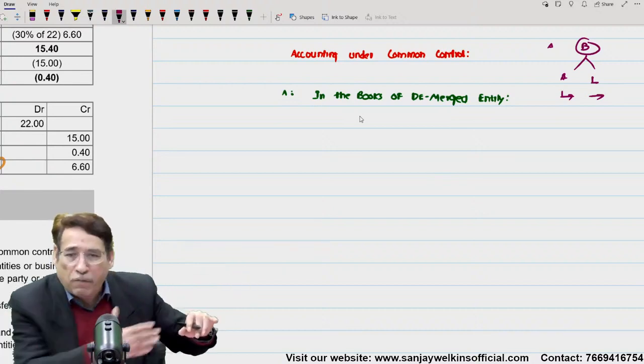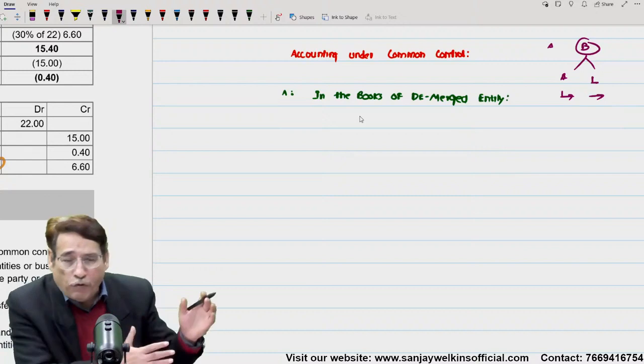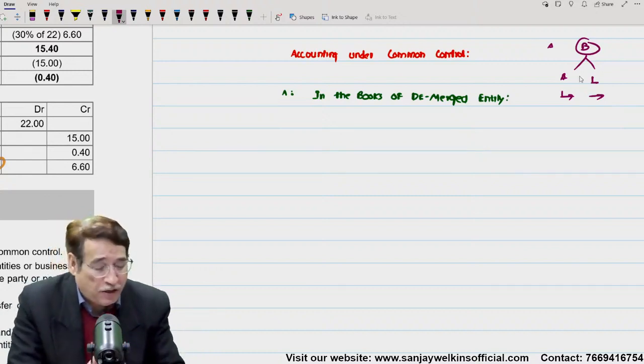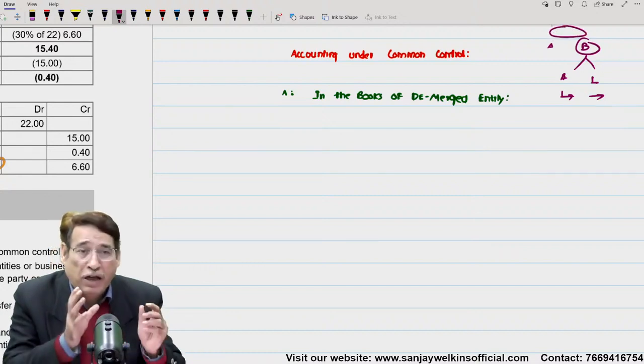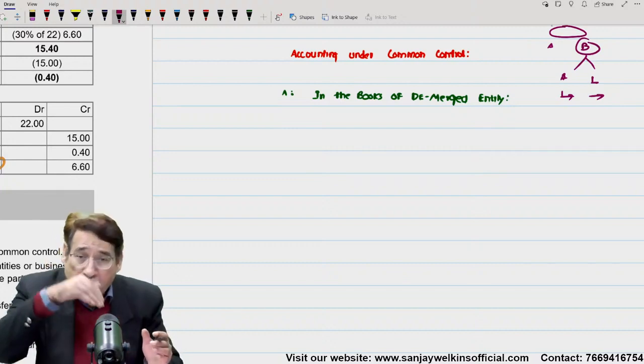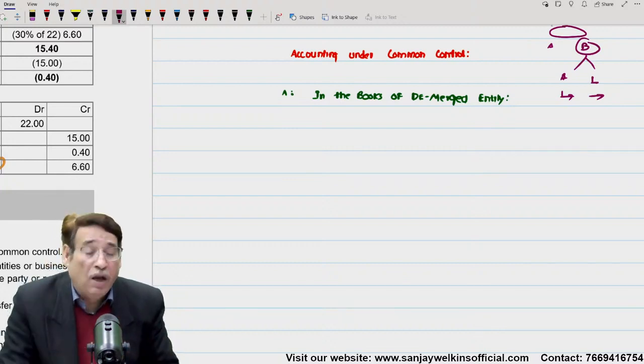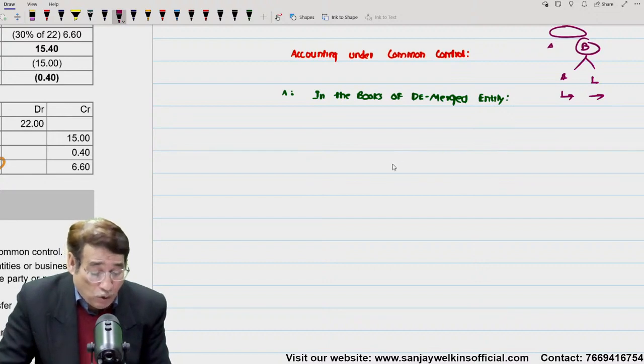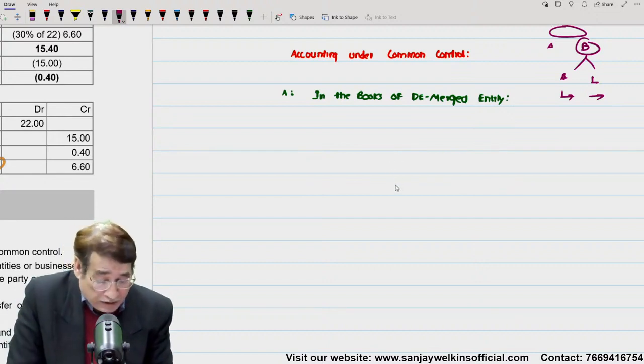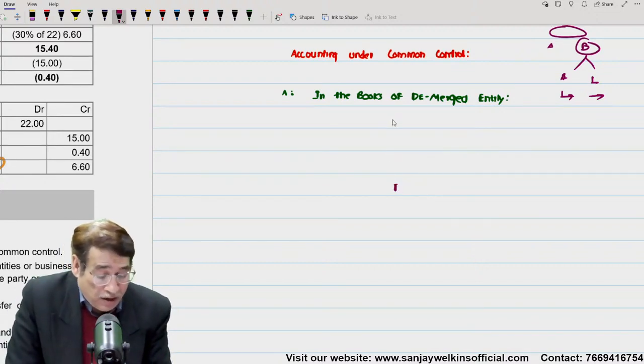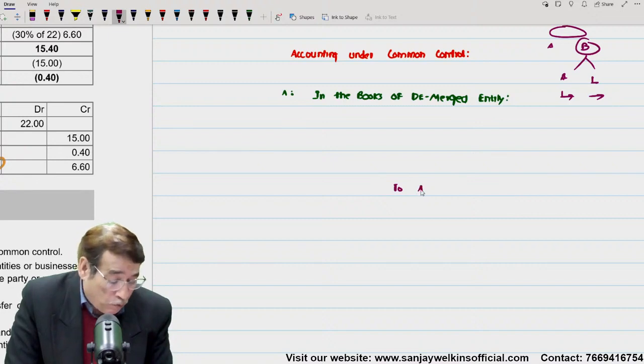So that means assets are moving out. If assets move out, the assets of the entire organization will reduce, isn't it? So that means you are going to write here "To assets account." First of all, intentionally, I have left these three lines. First of all, you need to write "To assets account." Whatever assets you have transferred or sold, you are going to credit all those assets.